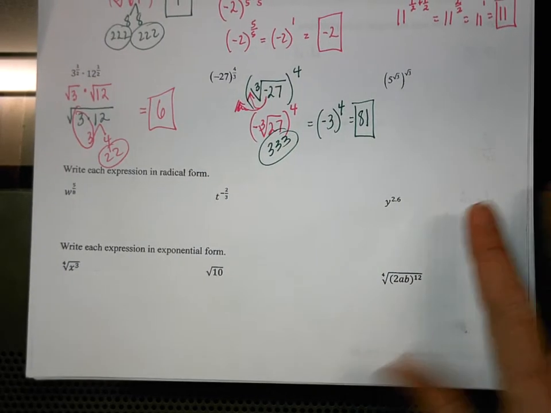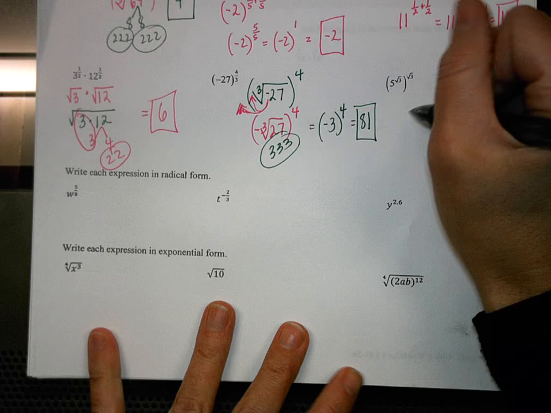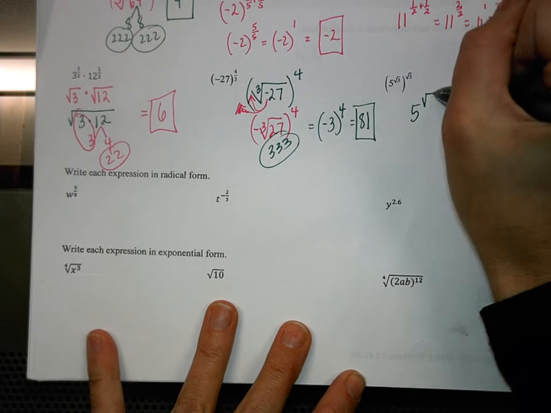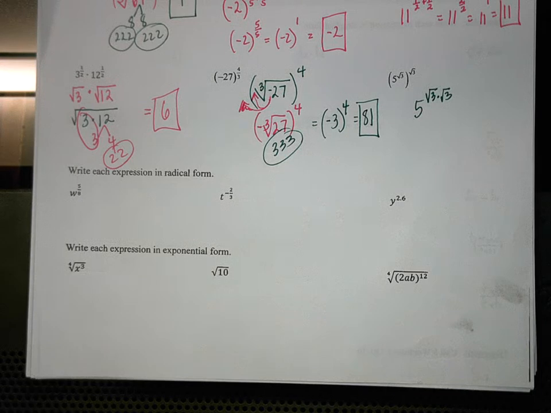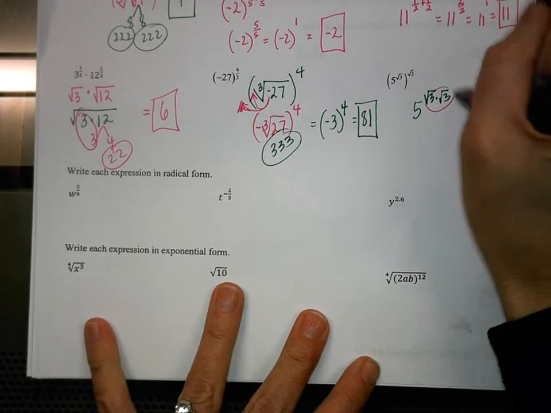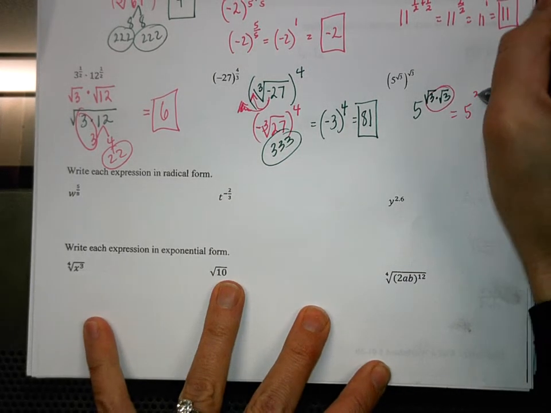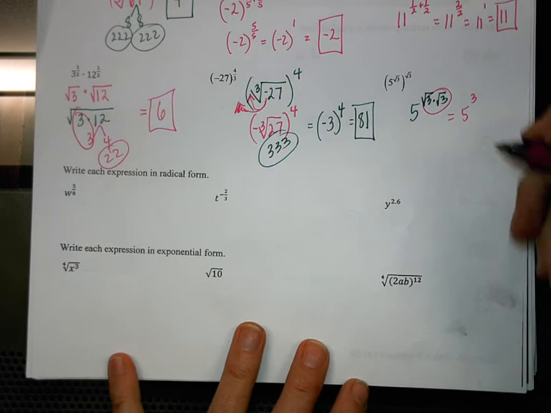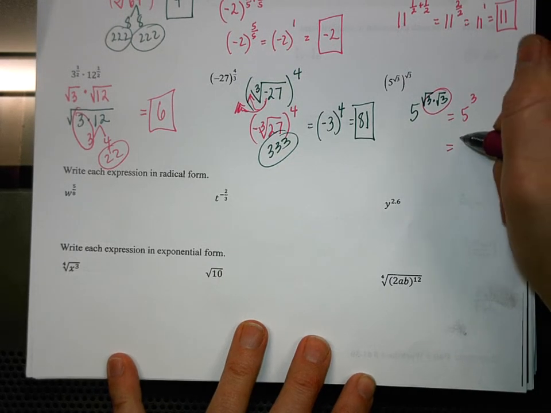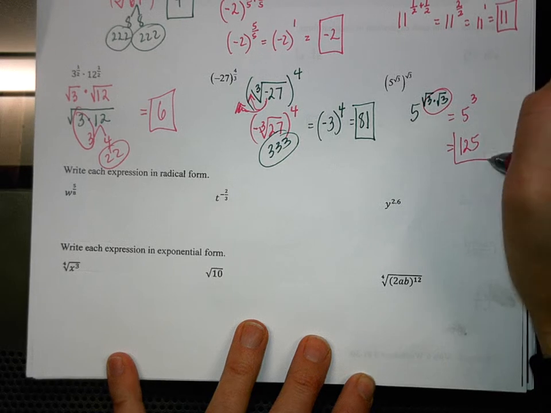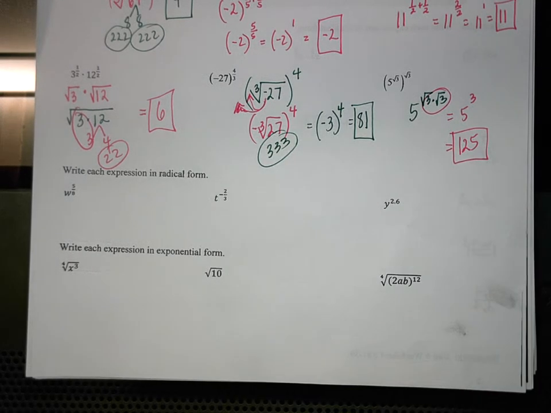Okay, so this is a power to power. So that means we're going to multiply. So I'm going to end up with 5 to the root 3 times root 3. What is root 3 times root 3? Very good. So we have 5 to the 3rd power. And what is 5 to the 3rd power? 125. 5 times 5 times 5. Okay. Any questions?